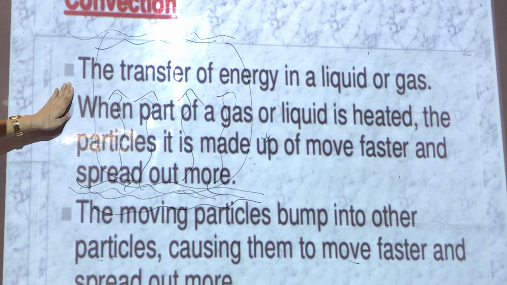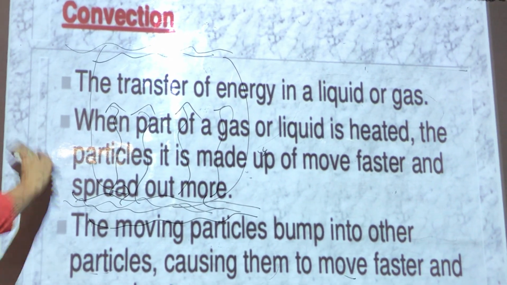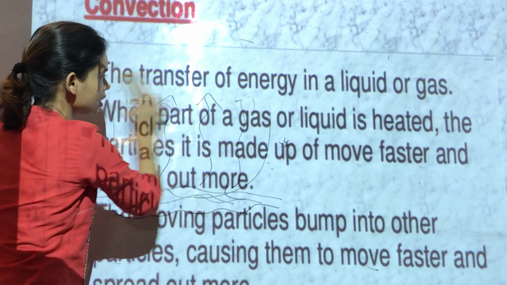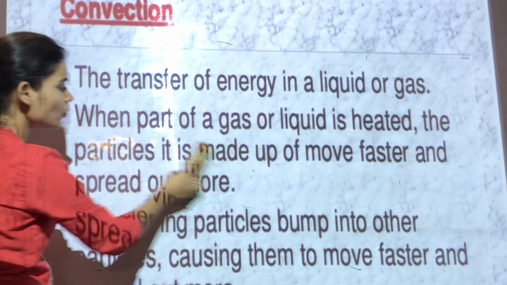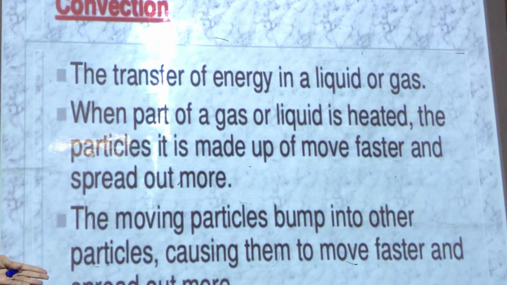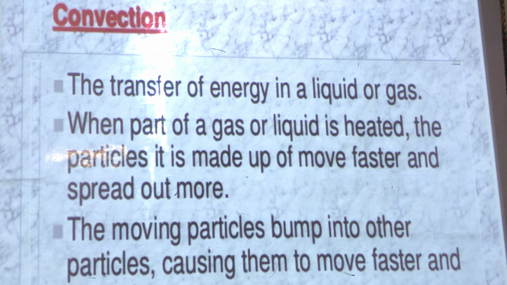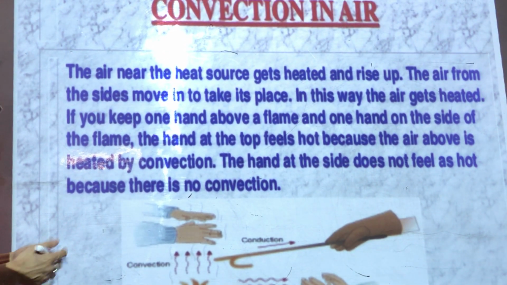So the transfer of heat in a liquid or a gas is called convection. When a part of a gas or liquid is heated, the particles it is made up of move faster and spread out more. The moving particles bump into one another, causing them to move faster and spread out more. Now you can see this example in winters also.